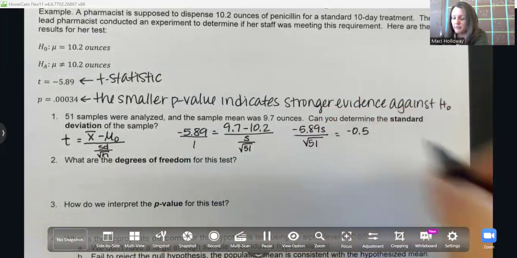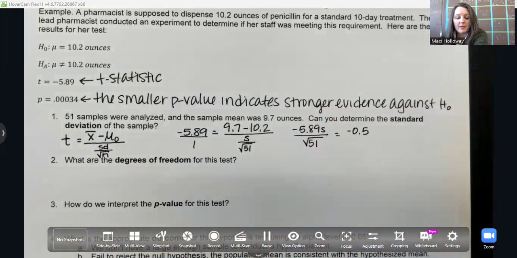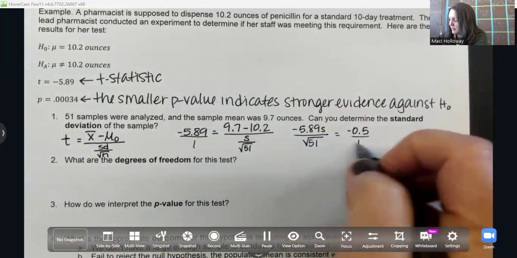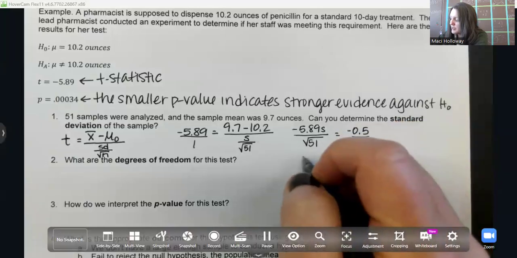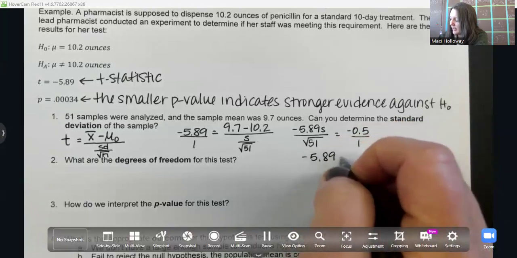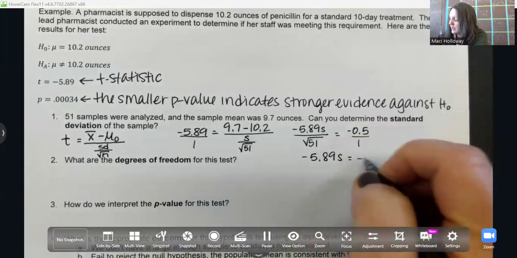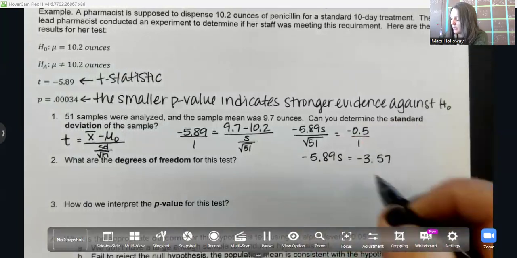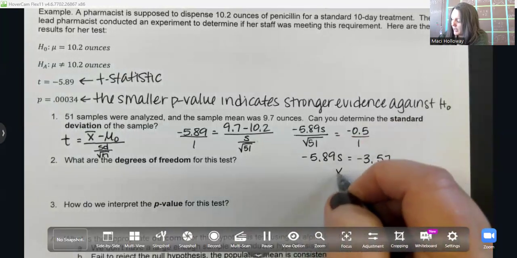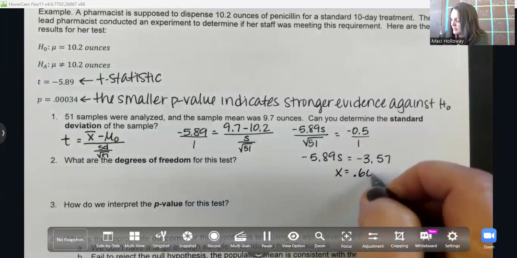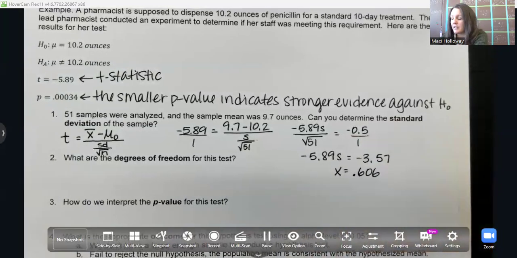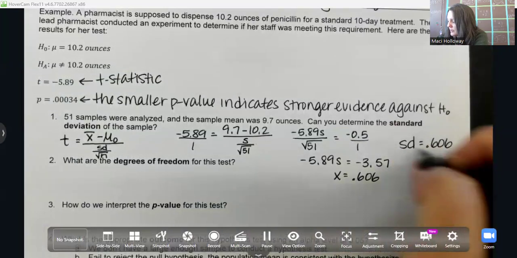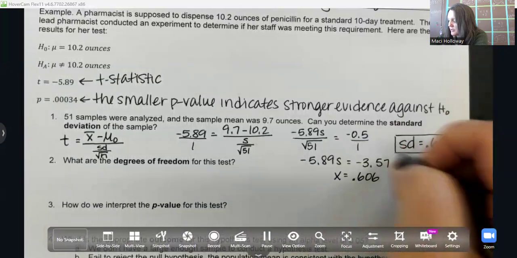negative 0.5. So now I'm going to multiply both sides by the square root of 51, or you can think about it again as cross multiplying. So we have negative 5.89 S equals negative 3.57, and you can say 0.7 or leave it like that, whatever. And then we'll divide and we get S equals 0.606. So our sample standard deviation is 0.606. So that's our answer for that one.